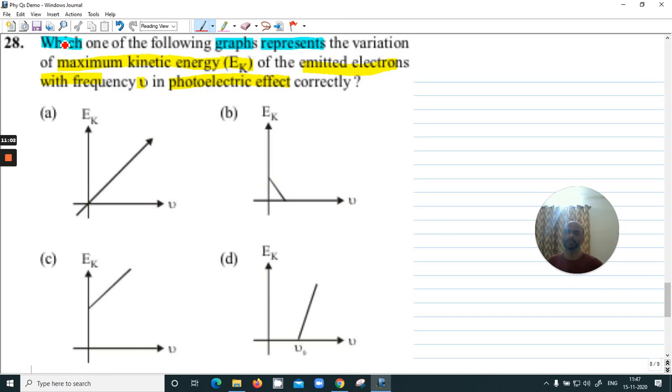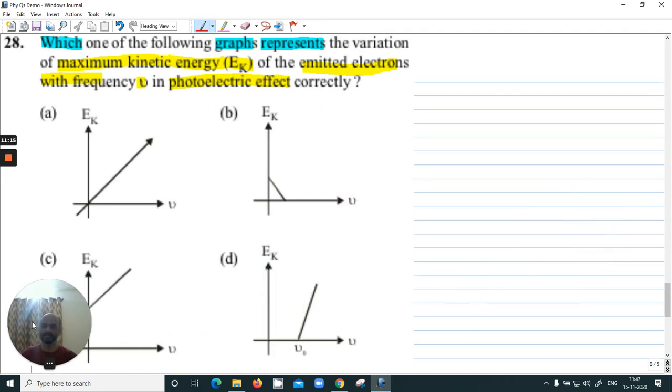This is a question: which one of the following graphs represents the variation of maximum kinetic energy of emitted electrons with frequency nu in photoelectric effect correctly? So this is a question based on photoelectric effect. The equation governing the photoelectric effect is the photoelectric equation given by Einstein, which says the energy of the incident photon goes in ejecting the electron from the metal surface, that is the work function, plus imparting it the kinetic energy. And this kinetic energy is maximum because we are assuming that there are no other forms of energy dissipation.